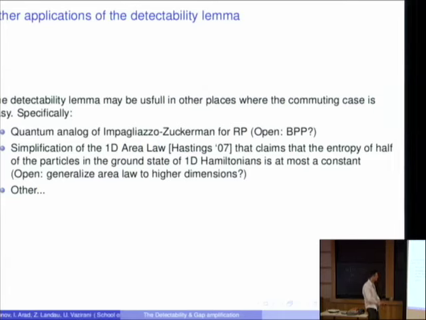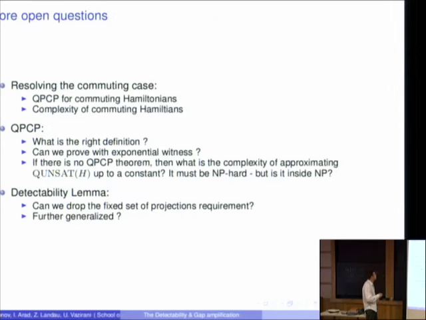So it's still open whether we can use the detectability lemma to generalize it into higher dimensions. And perhaps there are some other interesting applications of it. It particularly seems suitable in places where the commuting case is easy, and the area law is one of these examples. Proving the area law is extremely simple in a commuting system. So there are some more open questions hanging on there. First of all, it will be interesting to resolve the complexity of the commuting Hamiltonian case. See whether we can come up with a PCP under the assumption that the projections are completely commuting.